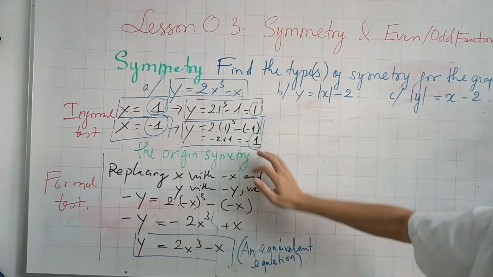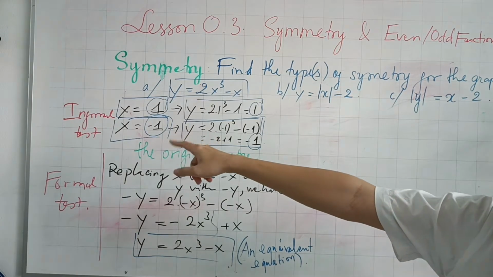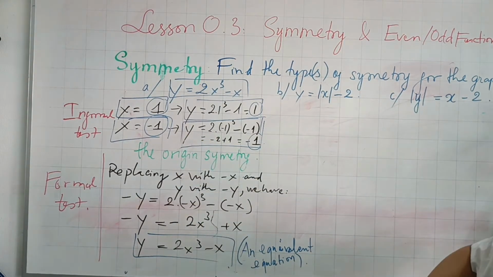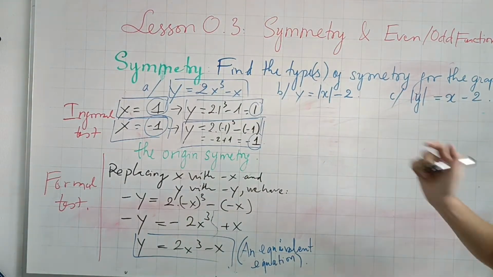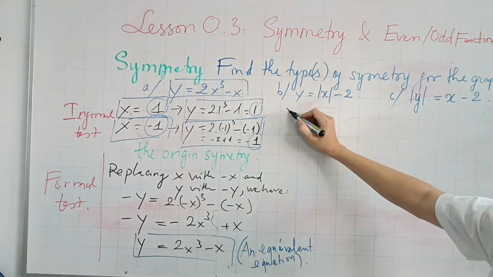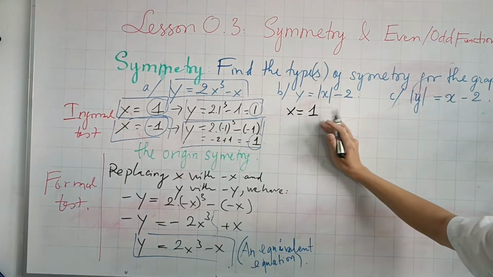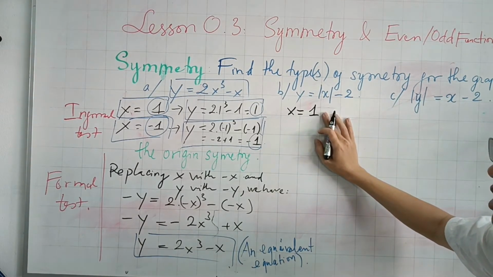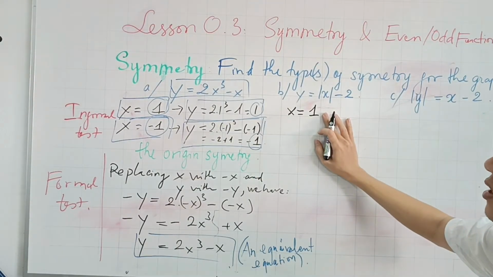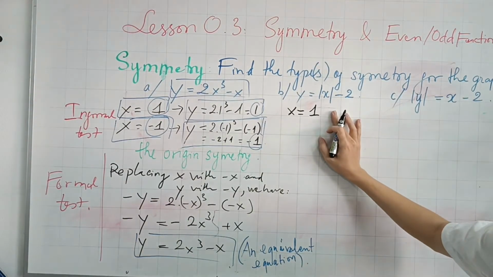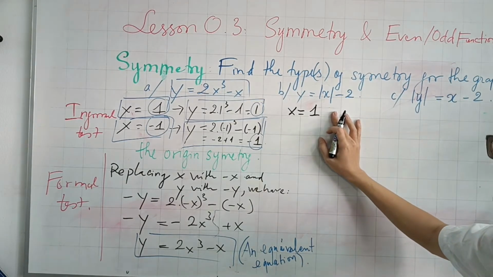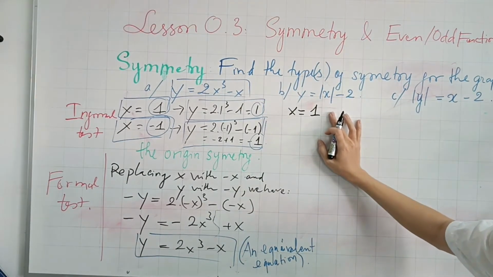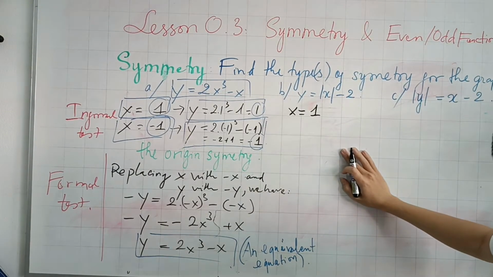First of all, we do it by using the informal test. You substitute x with 1. Why do I choose the number 1? Because the number 1 is very easy to calculate or compute. You can choose another number, but I recommend that you use x equals 1 and negative 1. It makes our calculation easier.